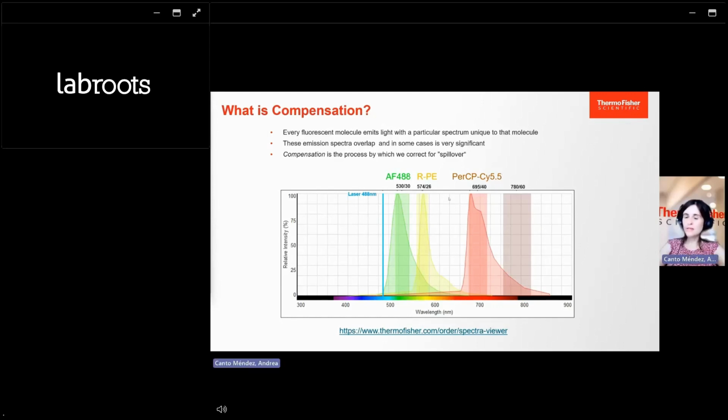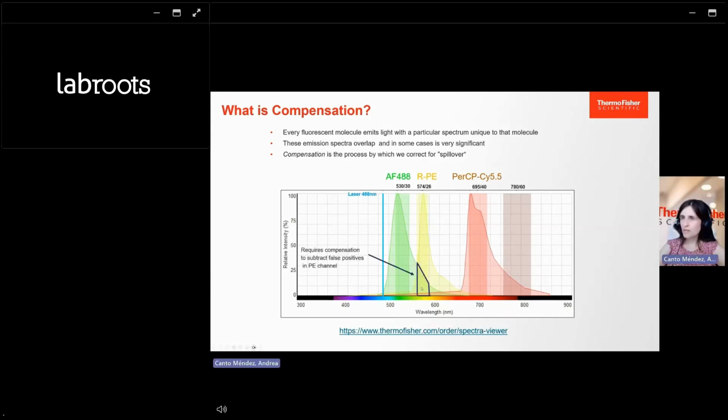You can see the emission spectra of these dyes in this slide, and also the bandpass filters that are available in this particular instrument. The bandpass filters have been represented by the shaded areas. Here you can see that there is some spectral overlap between Alexa Fluor 488 and PE. Therefore, we say that there is a spillover of Alexa Fluor 488 into the PE channel.